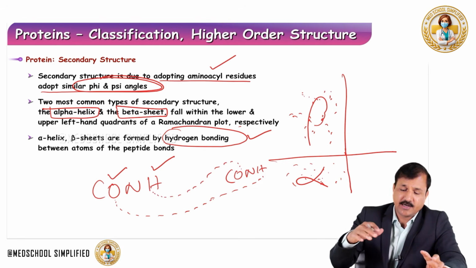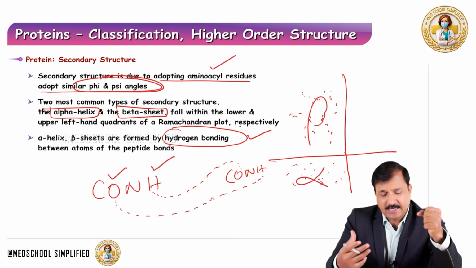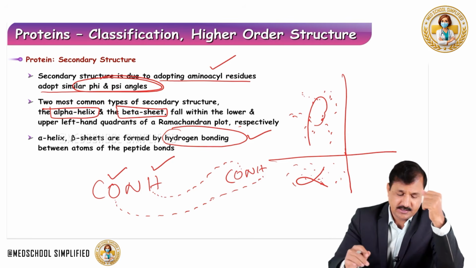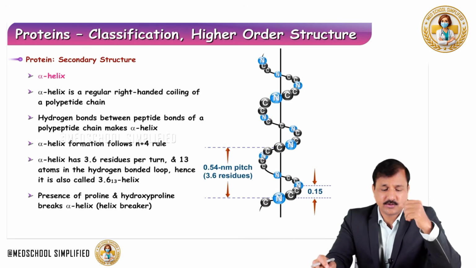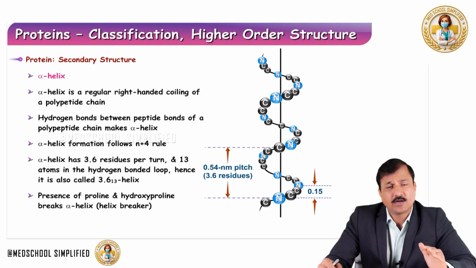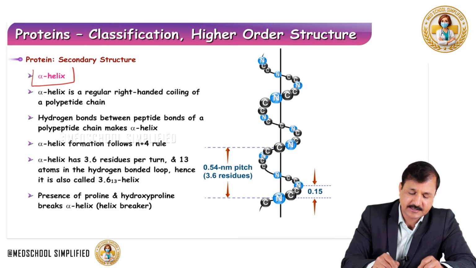So that kind of interaction will adopt phi and psi angles, right? That will give rise to secondary structure to a protein molecule. Let's look into one of the secondary structures which is found at the lower left quadrant of the Ramachandran plot, and that is alpha helix.